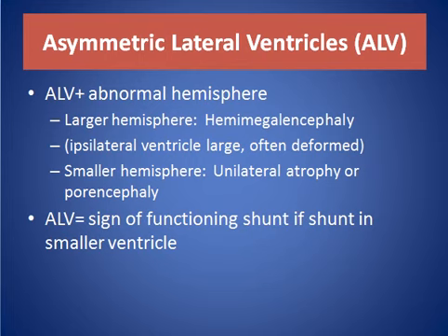Asymmetry of the lateral ventricle with an abnormal hemisphere: a large hemisphere, we have megalencephaly, with the lateral ventricle large and often deformed. A smaller hemisphere suggests unilateral atrophy or porencephaly. Asymmetric lateral ventricles can also be a sign of a functioning shunt if the shunt is in the smaller ventricle.